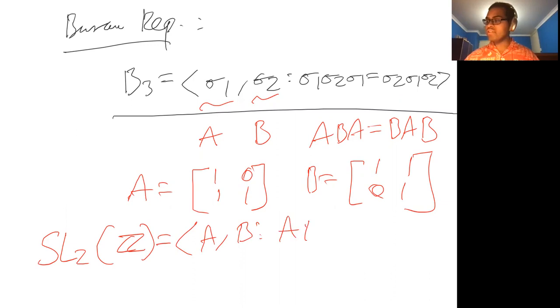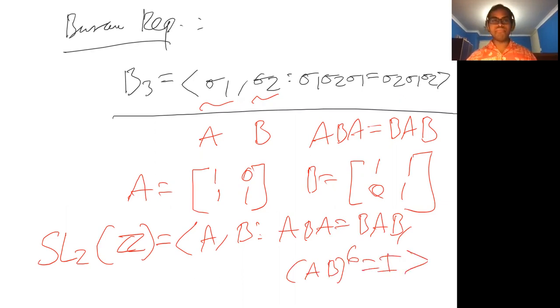So they do satisfy this relation ABA equals BAB. And they also satisfy the relation (AB)^6 is the identity. And that's an extra relation. So what that means is that this map that sends sigma 1 to A and sigma 2 to B is not faithful, because there is an extra relation on the right-hand side.